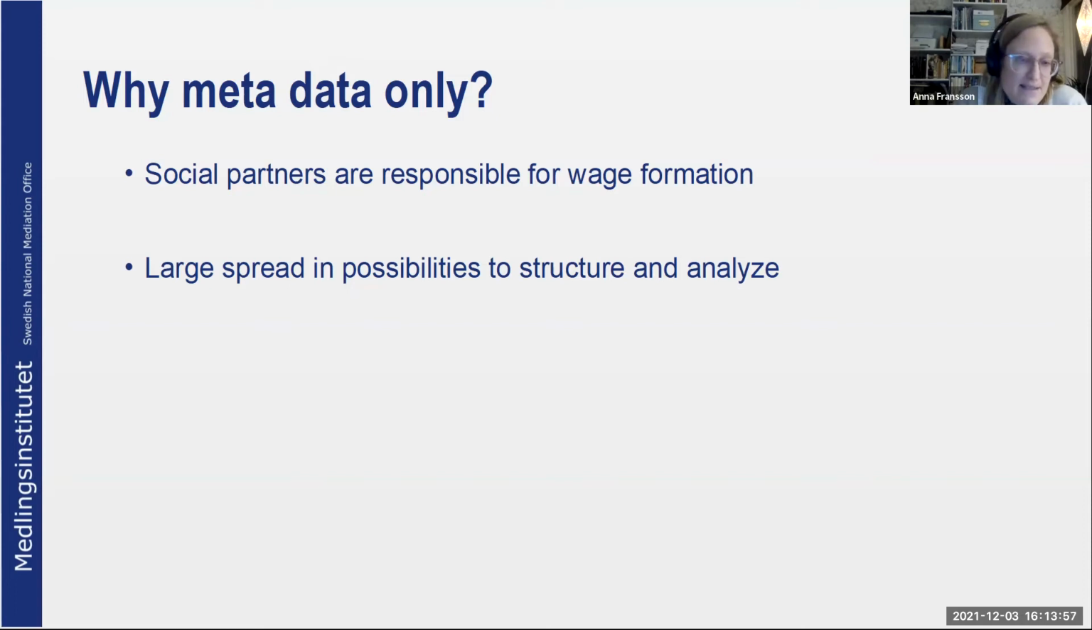And another reason is that we have a very large spread in the possibilities to structure and analyze the CBAs. They look very different, and manual selection and ad hoc assessments are always needed when we analyze the collective agreements. So we think there's limited gain for us in including this kind of information in our registry. And for analysis purposes, we often think that actual paid wages tell us more. That's all from Sweden. Thank you.